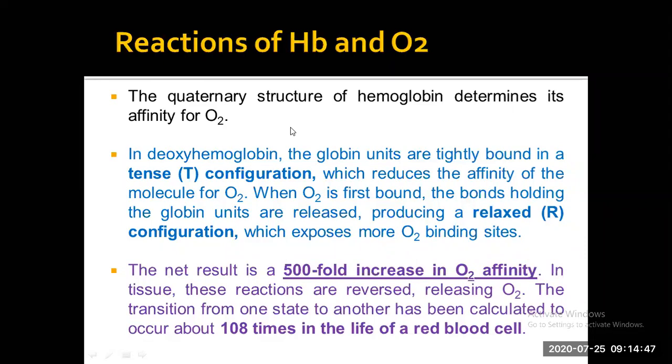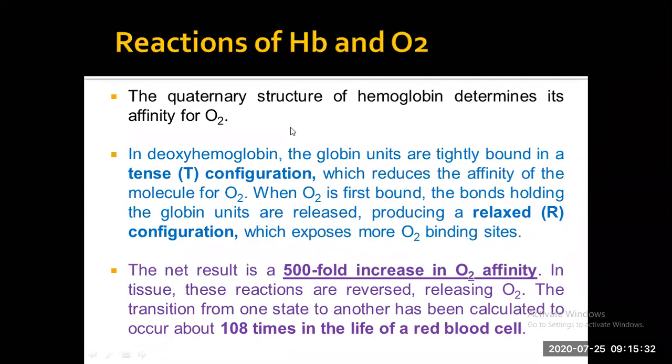So when there is no oxygen in the hemoglobin, that is called deoxyhemoglobin, and the globin units are tightly bound to the ferrous iron, which produces the tense configuration. In this case, the affinity towards oxygen is less. So in the T configuration, the hemoglobin's affinity for oxygen is very much less. But when it comes into contact with a high pressure of oxygen, one molecule of oxygen first binds to any one of the hemoglobin's four heme molecules.